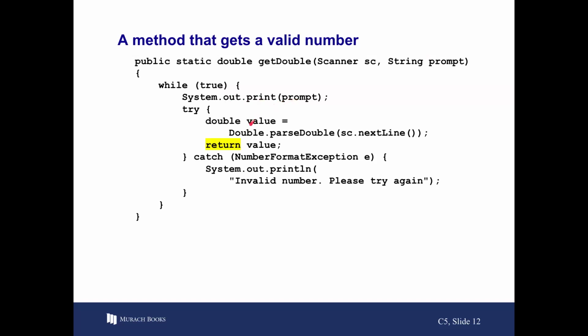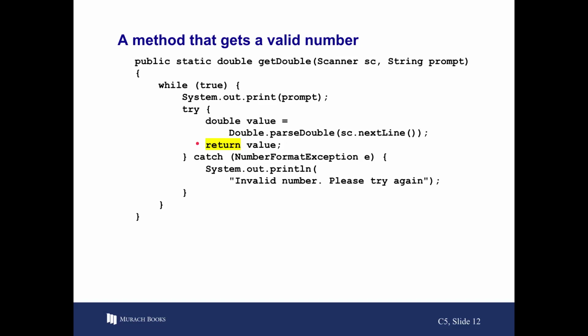We print out the prompt. We collect the value from the user. We attempt to parse it. If it parses successfully, we return it and the while loop and the method end. If this does not parse correctly, if this line parseDouble does not parse and the user did not enter a valid double, then we catch that NumberFormatException and we say, hey, try again, and then we loop back and we do the whole thing again.